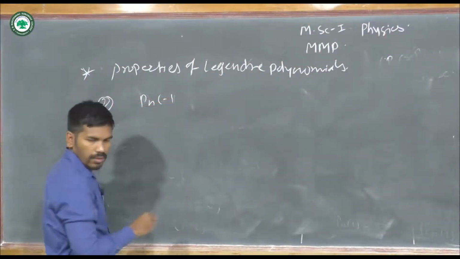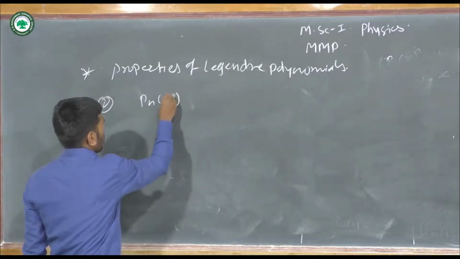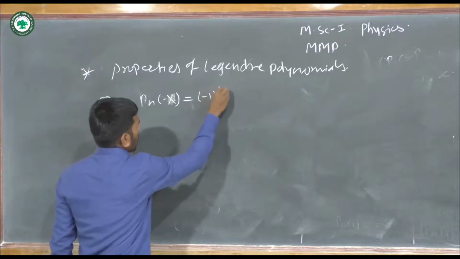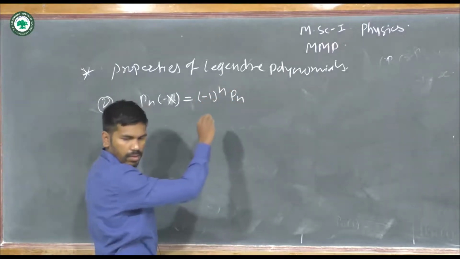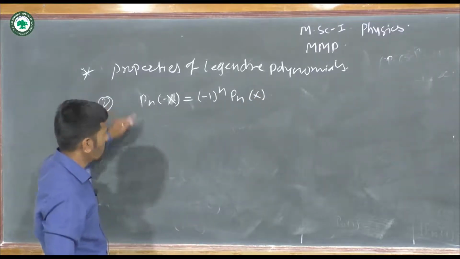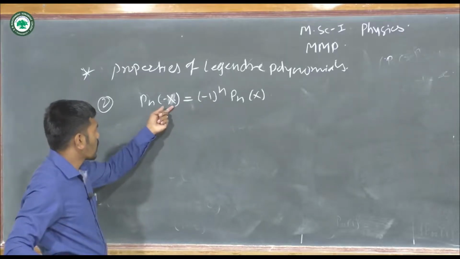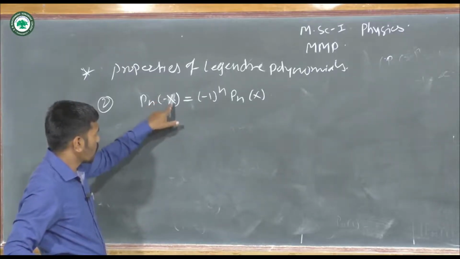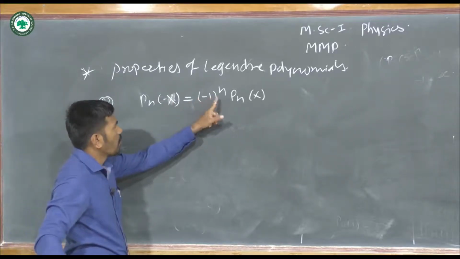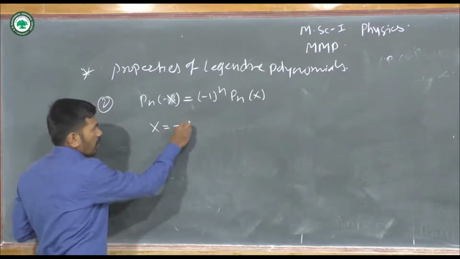Now the second one: Pn(-x) is equal to (-1) power n times Pn(x). So this is the second property. In this Pn(-x), this x is replaced with minus x, and it equals (-1) power n times Pn(x). So I am considering x equal to minus x.